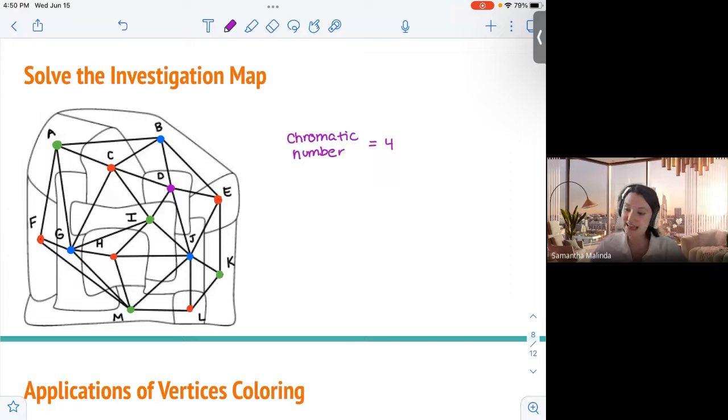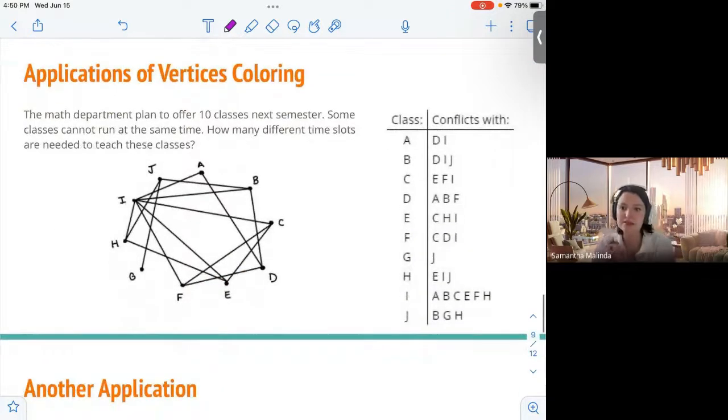All right, so let's look at an application. So this was, of course, the investigation we started with, and this is how you would color a map if you were given a United States map and all the 50 states. All right, so here's an application.